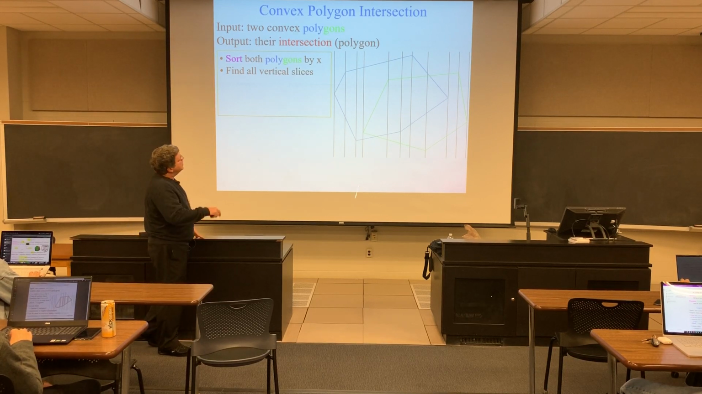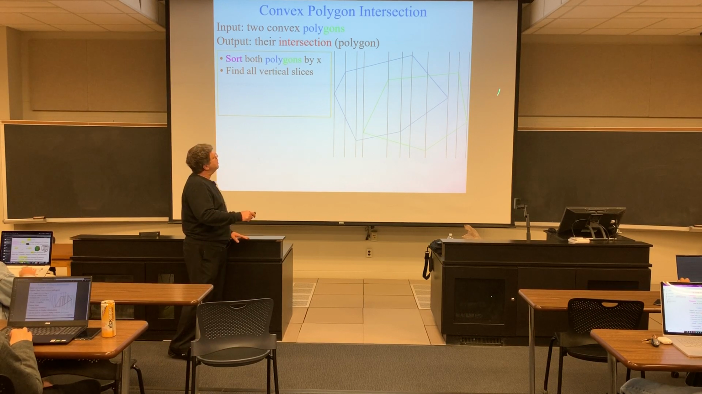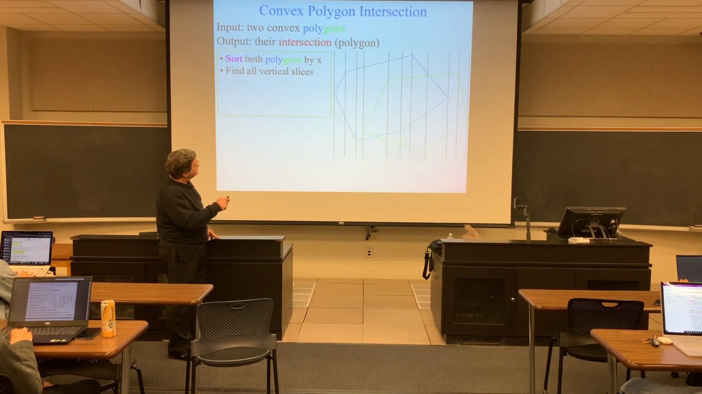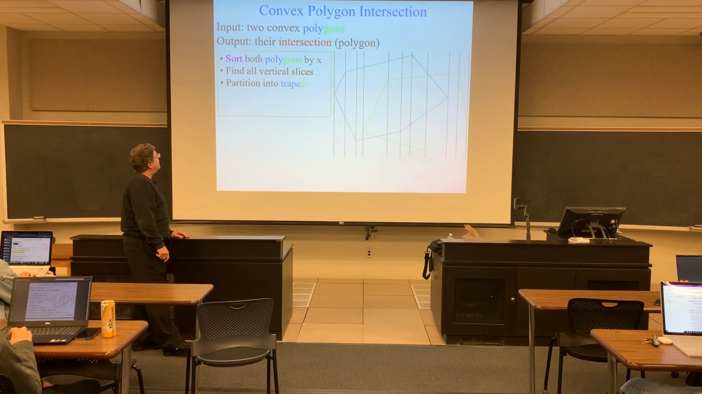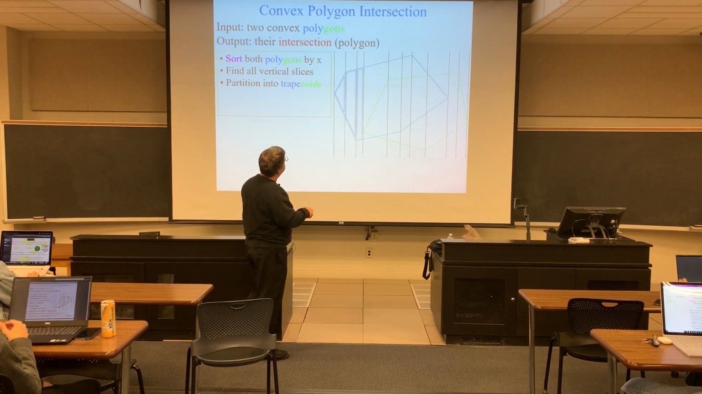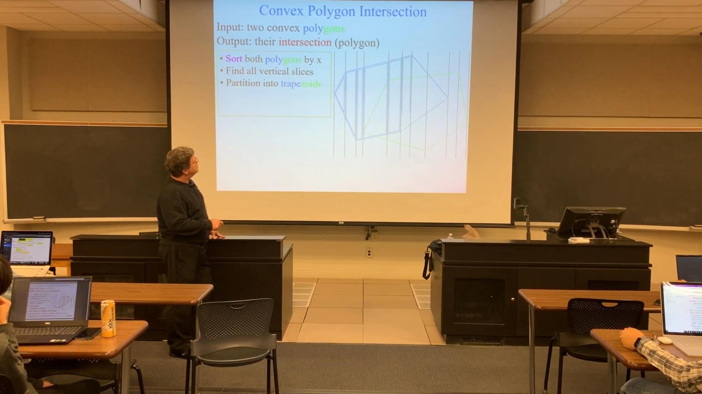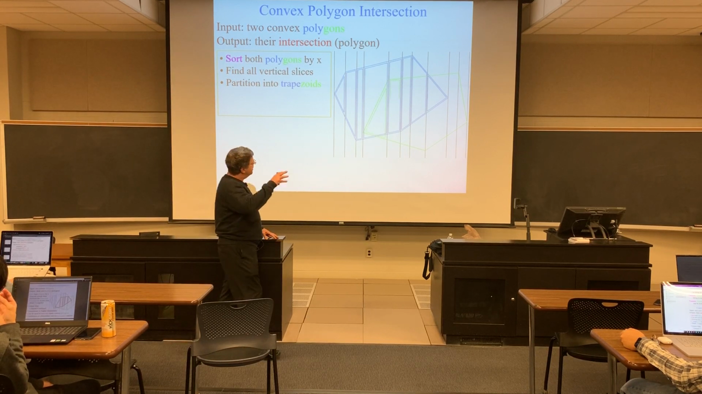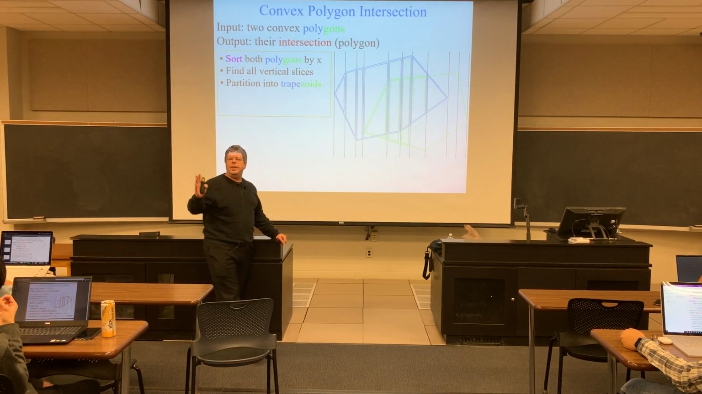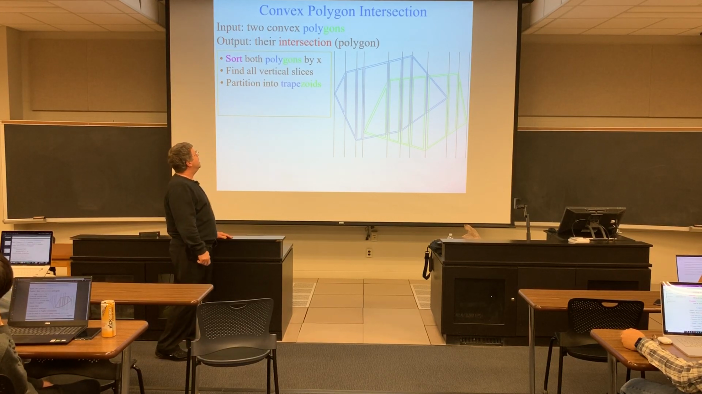And then you do this vertical slicing business, and you do it for both polygons. The scenario looks like this. We have a blue polygon, we have a green polygon. Create all these vertical slices, and then partition into these trapezoids. For every slice, you have blue trapezoids for the blue polygon, and separately you have green trapezoids for the green polygon. You do that in every vertical slice that goes through every point of either one or the other polygon.